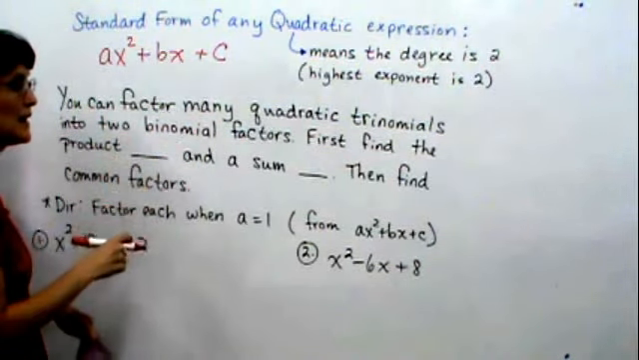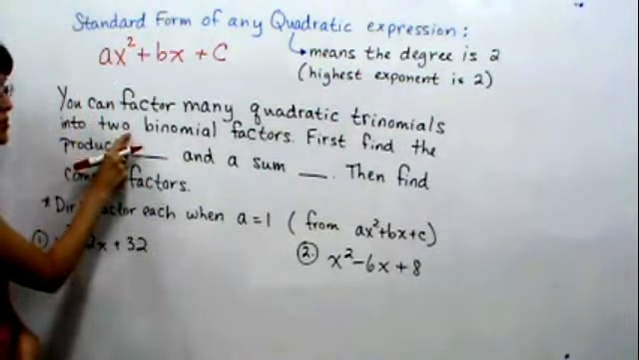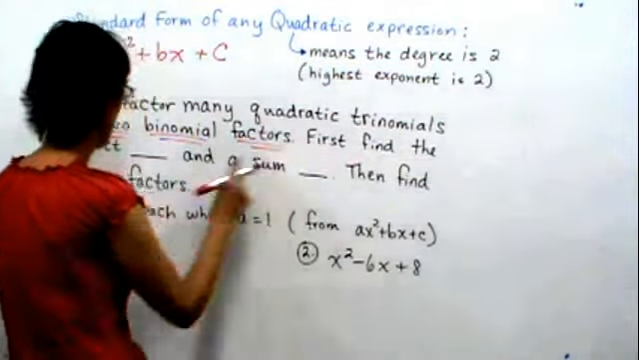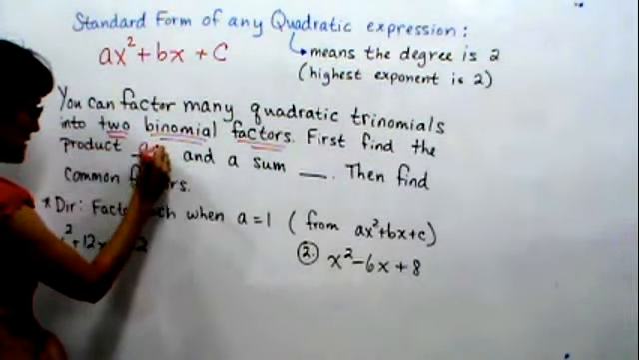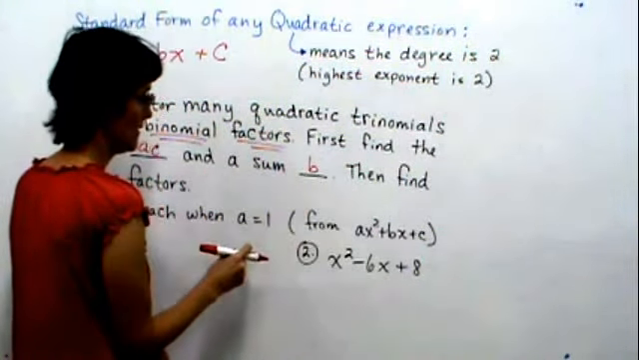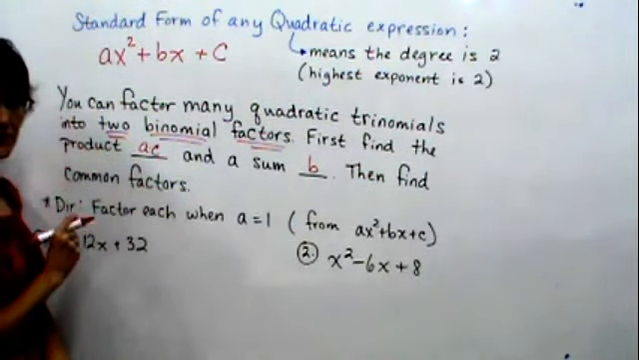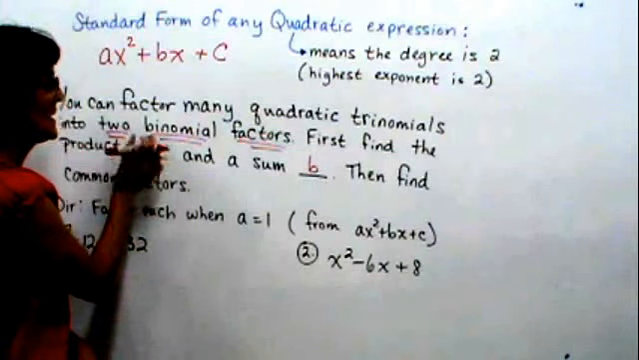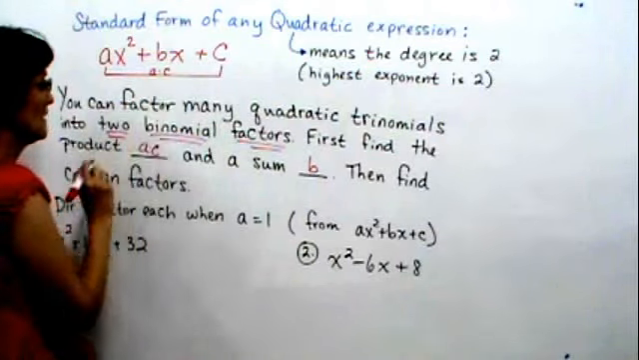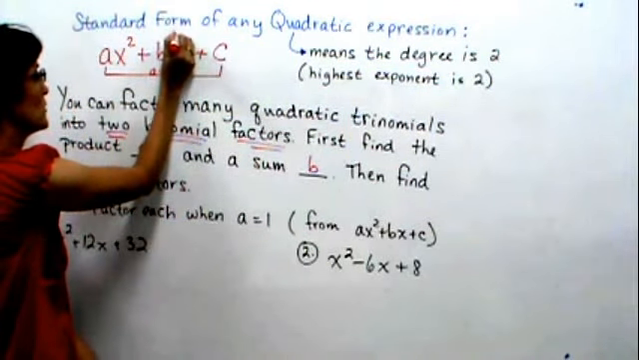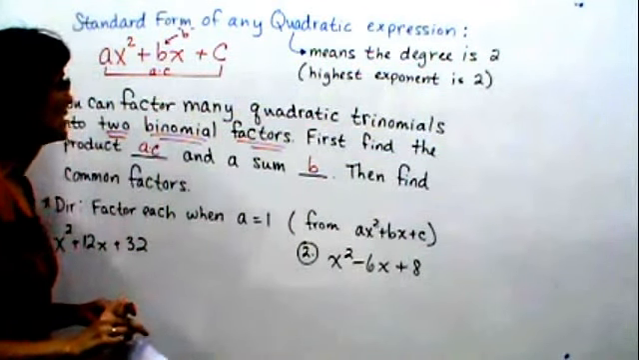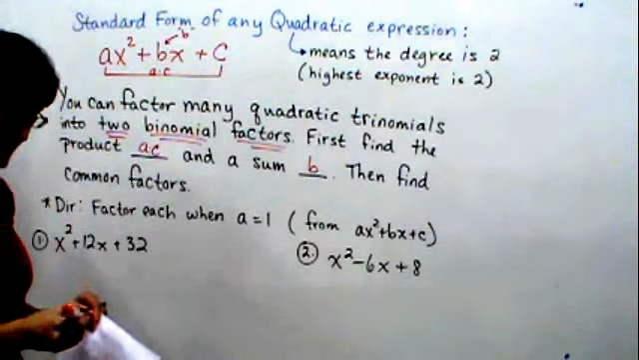So you can factor many quadratic trinomials into 2 binomial factors. First find the product, which is a times c, so that would be ac, and a sum b. Then we're going to find common factors. So the a times c comes from here. This is going to be your a times c. And then your b, that's where your b is right there. So that's where that b is coming from. So that's what we're going to do down here.